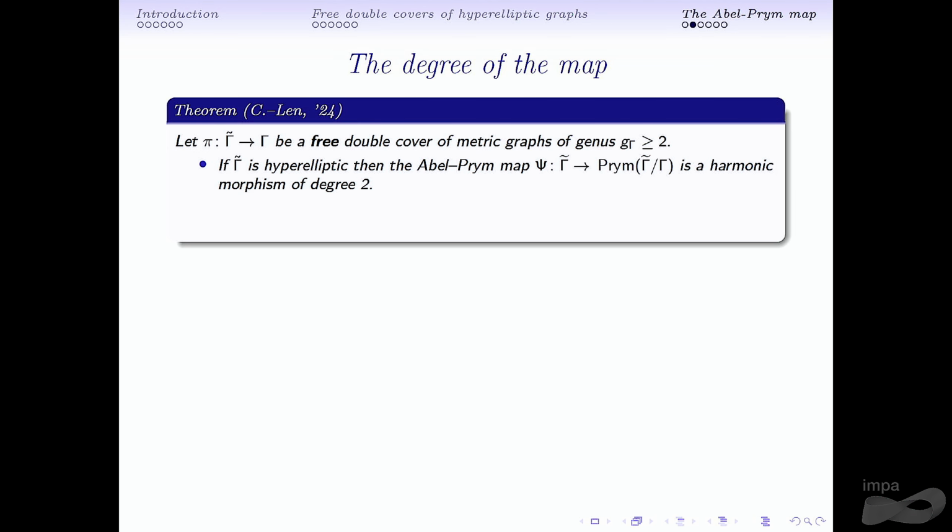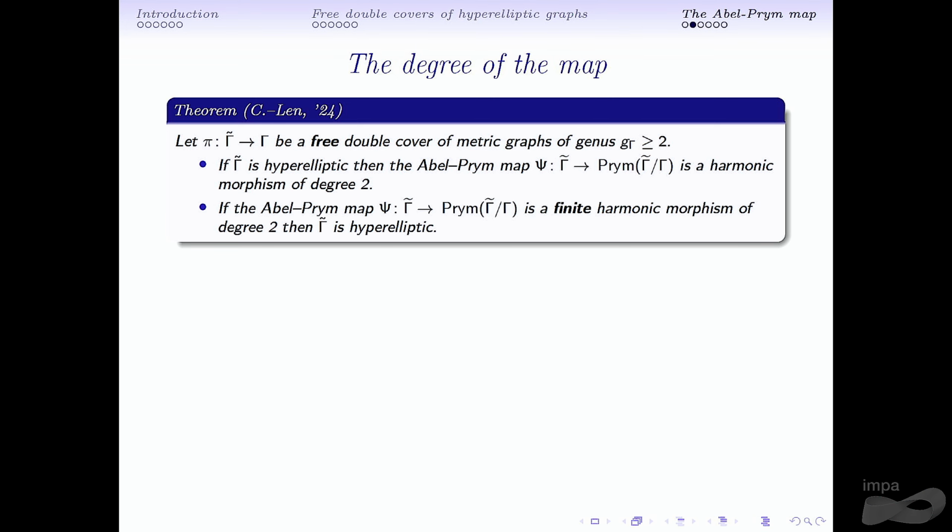And as a theorem, we have in the free double cover case of metric graphs that if gamma tilde is hyperelliptic, then the Abel-Prym map is a harmonic morphism of degree 2. The converse doesn't always hold. We have that if the Abel-Prym map is a finite harmonic morphism, then gamma tilde is hyperelliptic.